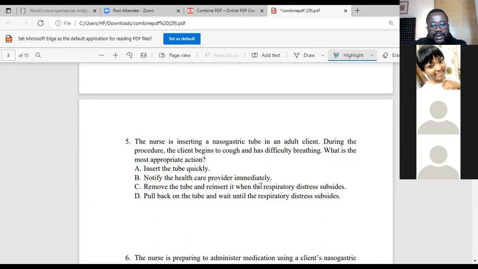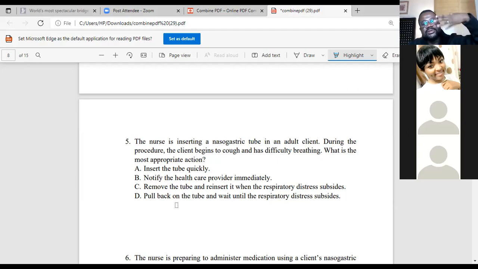Notify the healthcare provider. Why should you notify the healthcare provider? Not everything requires you to call a doctor. Remove the tube and reinsert it when the respiratory... no, you don't have to remove. Remember, you are already inside, okay? You just need to be a little bit stable.